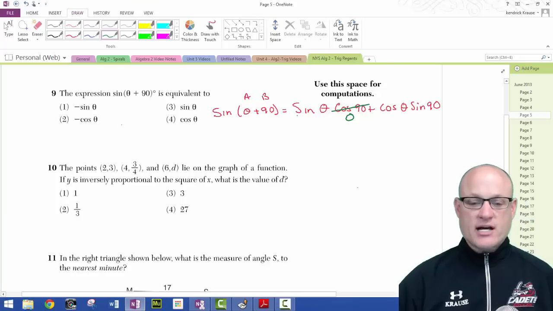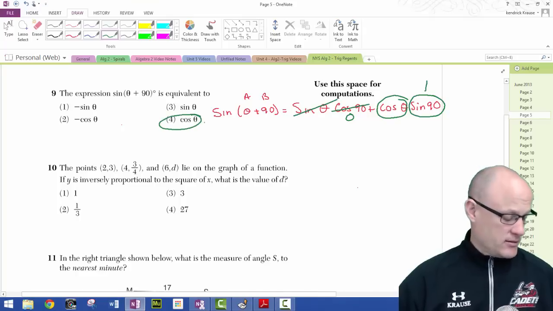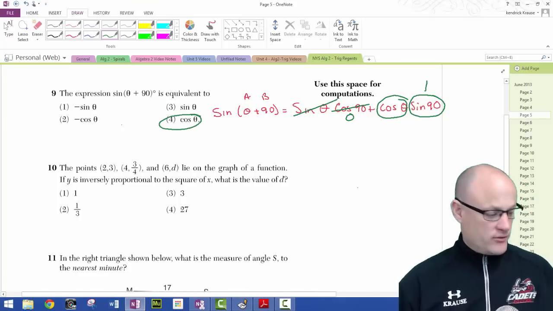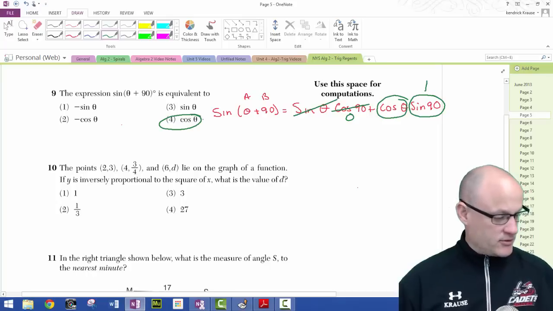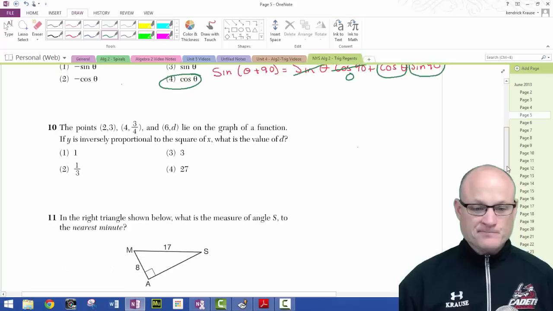And 0 times whatever this is just going to go away. The sine of 90 is 1. And 1 times anything is anything. So 1 times cosine is just cosine. And choice 4 is your answer. Make sure I'm not giving you the wrong answers. Okay, good. Moving on. That's all you have to do.